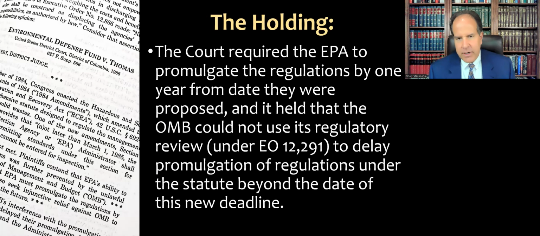And the court here held, here's the holding. The court required the EPA to promulgate the regulations by 1 year from the date they were proposed. And it held that the OMB could not use its regulatory review under Executive Order 12291 to delay promulgation of the regulations under the statute beyond the date of this new deadline.